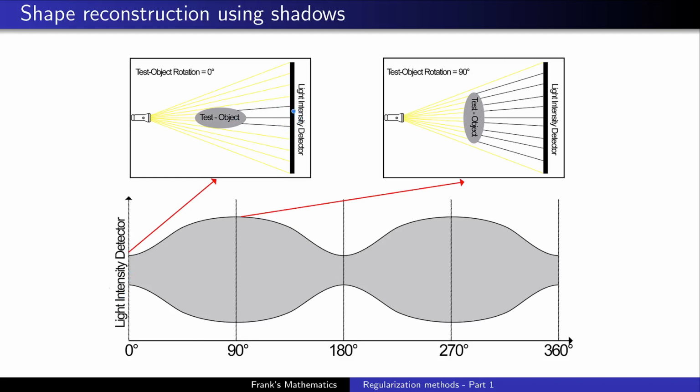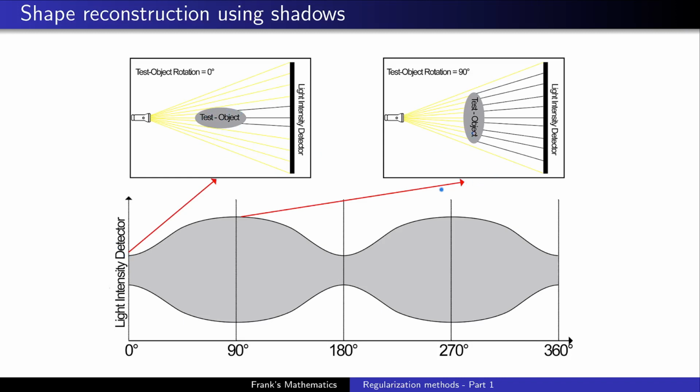You can see here we started with rotation angle 0, where just a small part of our detector is blocked by our test object. So the gray part here is where our measurement is 0, while the white part here is where our measurement is, for instance, 100% or 1. And now we start rotating, slowly rotating. More and more light is blocked by our test object until we reach 90 degrees.